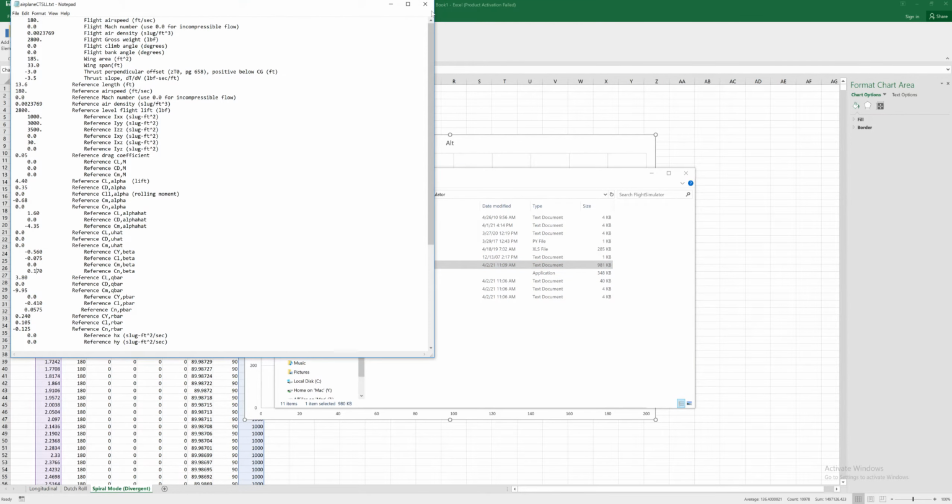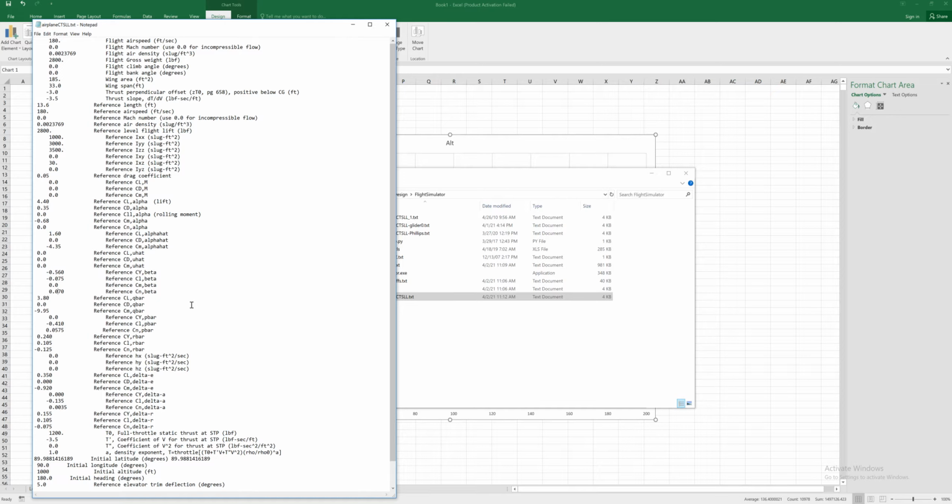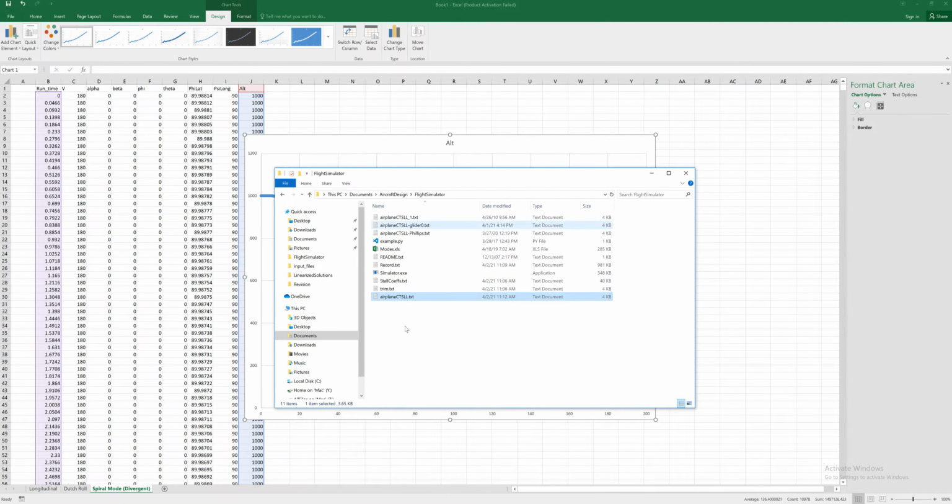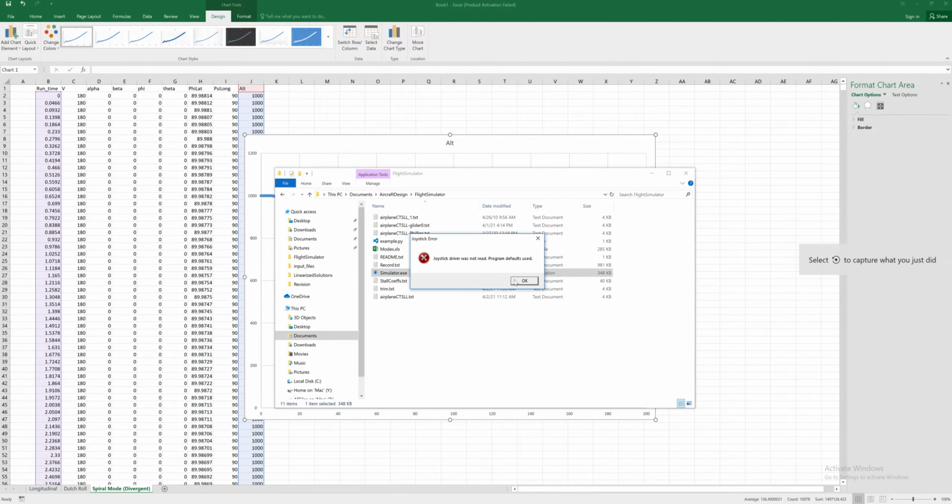I'm going to put that CN beta back to 0.7. So we're going to have a convergent spiral mode again. And now we're going to look at the roll mode. The roll mode is one of the trickier things to pull out of experimental data, so we're just going to take a minute and look at that. Okay, so we've got our CN beta set back. Save that, and let's start the simulator again.